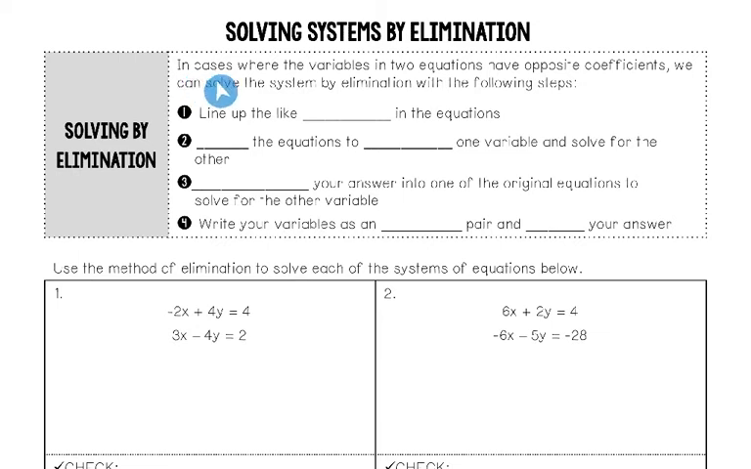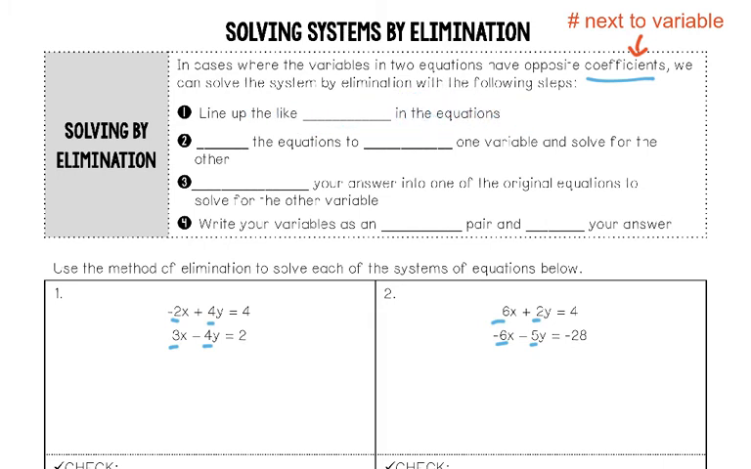So first of all, it says in cases where the variables in two equations have opposite coefficients. Let's make sure we understand what coefficients are. Coefficients are all of the numbers next to the variable. The coefficient is the number next to the variable. It says if they're opposite coefficients, that means that they have negative and positive signs. So like, for example, in the first one, negative 4 and 4 are opposite coefficients. In the second one, 6 and negative 6 are opposite coefficients. They're the same number, but opposite signs. It says if we have that, we can solve the system by elimination with the following steps.